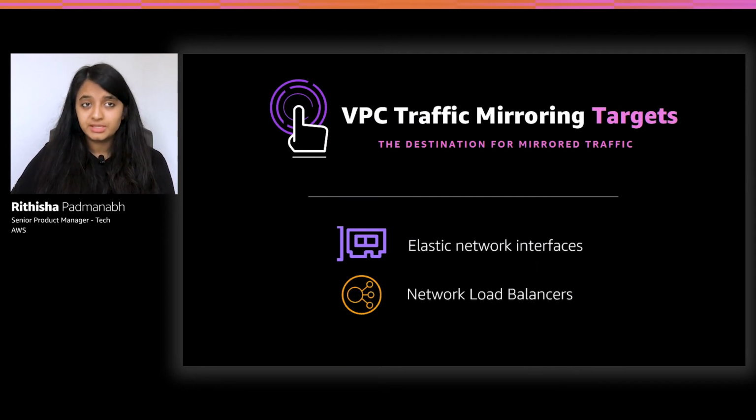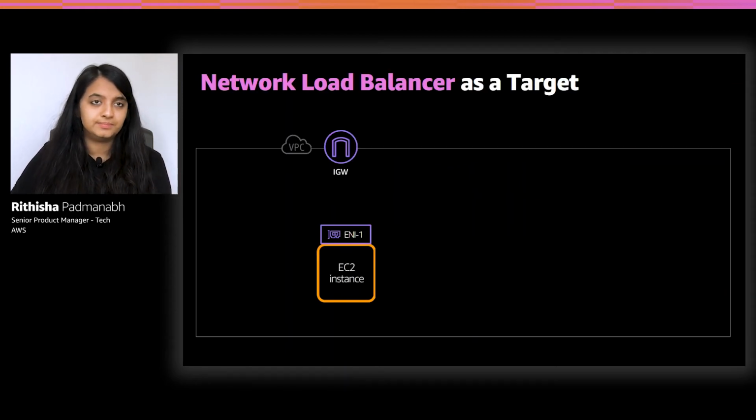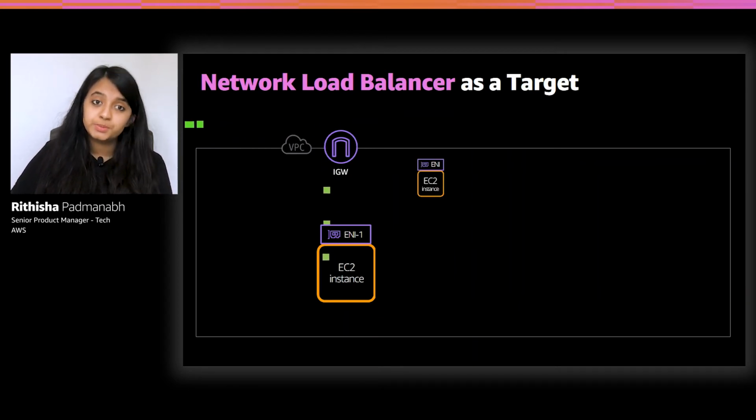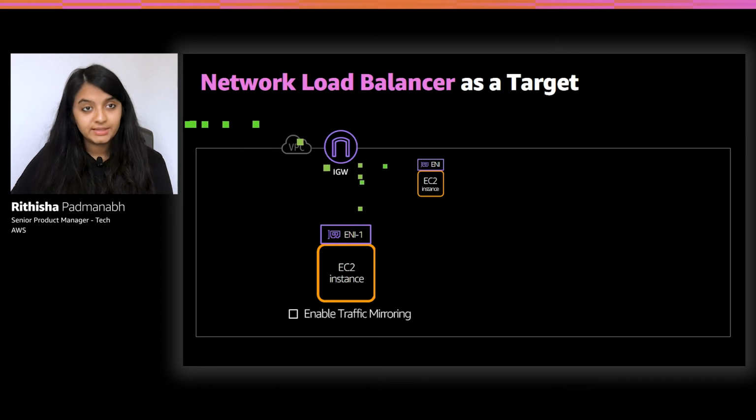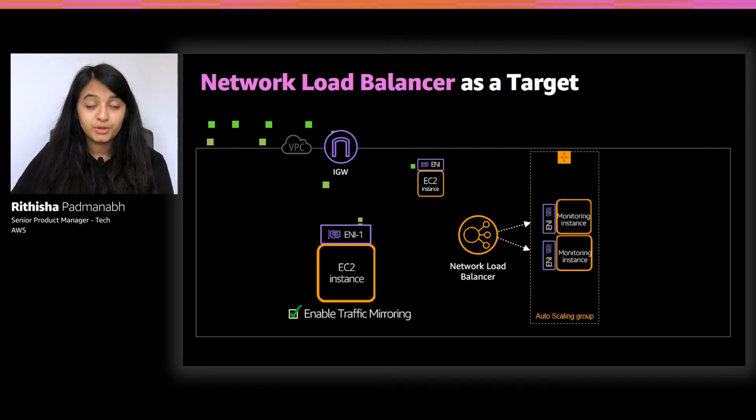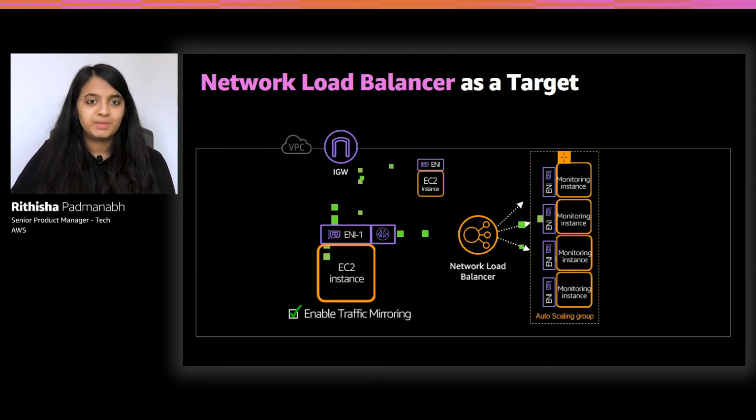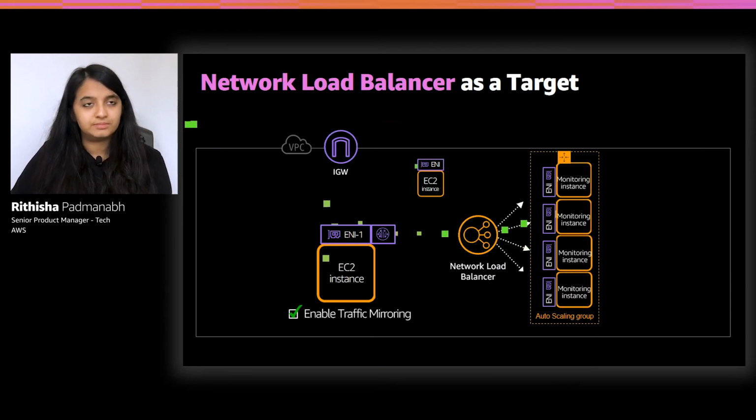A thing to note here is that this target can either be in the same VPC as your mirror source, which is where you're receiving production traffic, or it could be in a different VPC or even cross account if you want to deploy in a manner that's centralized for your monitoring solution. Another thing to note is if you're sending traffic from multiple sources to the same target, I would highly recommend using a network load balancer and putting an auto-scaling group behind it, because that way you don't have to worry about scaling it, and it automatically scales up and down based on the volume of traffic that has to be mirrored.